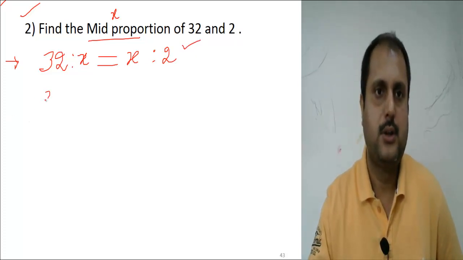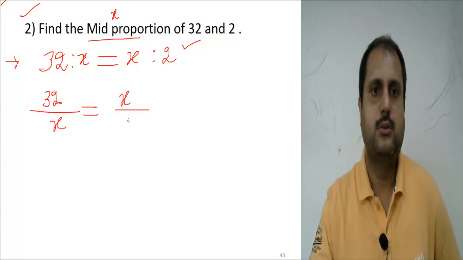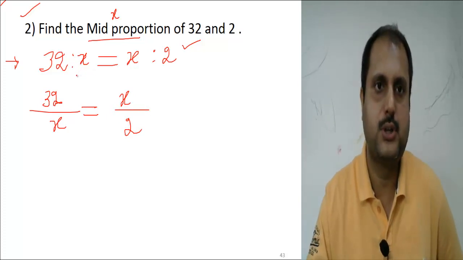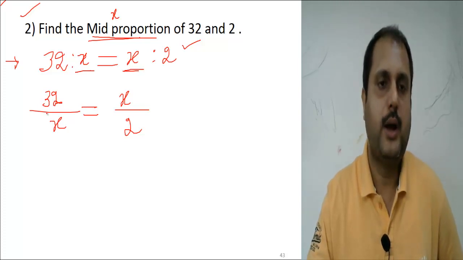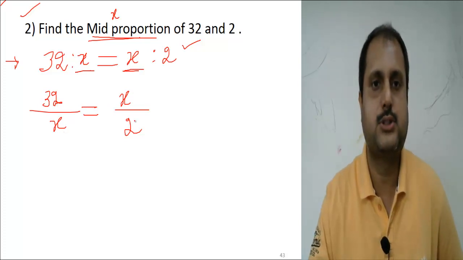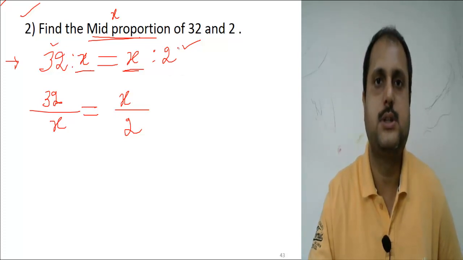Now if you solve it, 32 ratio x, 32 by x equal to x ratio 2. Now one confusion, you have to understand only one thing. It is asking the mid proportion. That means the mid proportion is missing. So we have supposed the mid proportion as x. So x is written in the mid. Now you arrange this according to the ratio terms. 32 by x equal to x by 2. So 32 is the first proportion, and 2 is the fourth proportion.